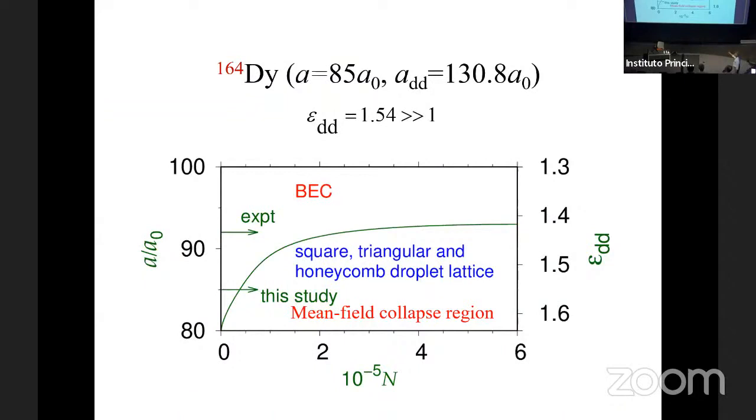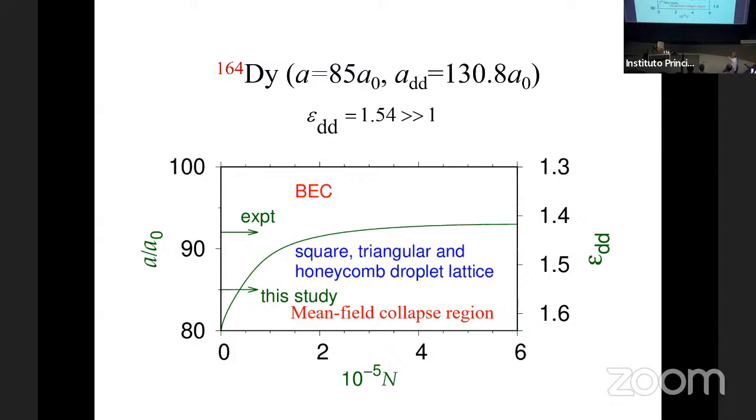If you solve the Gross-Pitaevskii equation, because here people showed this equation, and this is for dysprosium, and this is the scattering length, which can be varied by Feshbach resonance, and this is the experimental value of scattering length, and this is the EDD, that parameter I showed. The region below this green line is this collapse region. So this is the number of atoms, and this is the scattering length. But in that experiment, it was seen that in this region, you have droplet formation. But usually, the Gross-Pitaevskii equation will show collapse in this region. So this is the mean field collapse region.